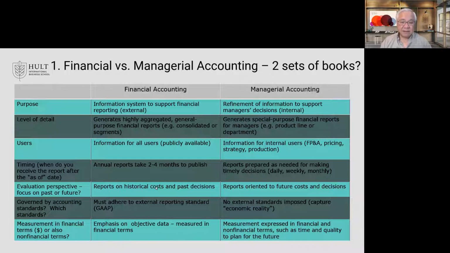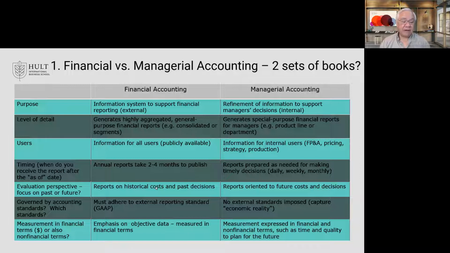Next is timing. For financial accounting, you'd be lucky to get a financial report within 2 months of the year end. However, that's not acceptable whatsoever for internal reporting. We normally count in days. Usually it's 5 to 10 business days after the end of the month that all the managers should get their monthly reports. So the frequency and the pace is quite different for managerial accounting.